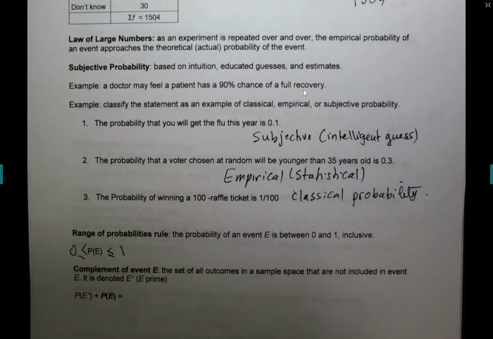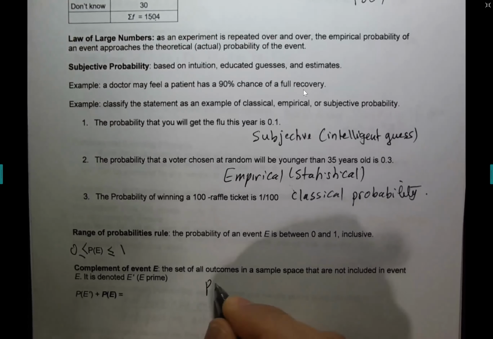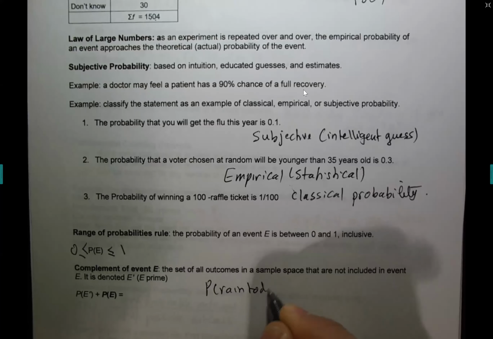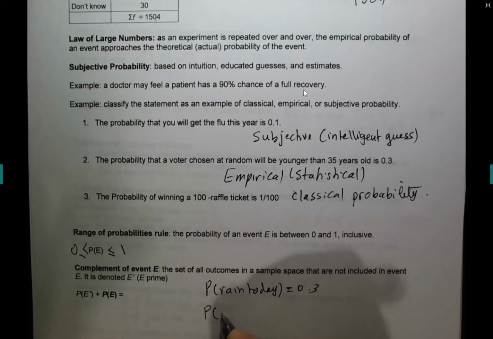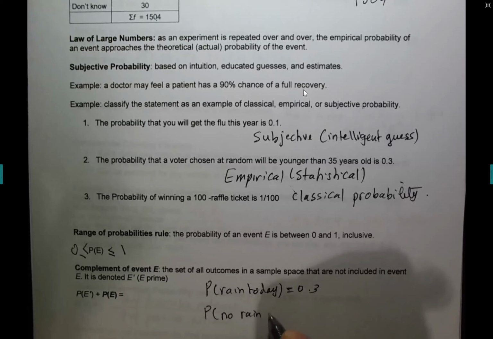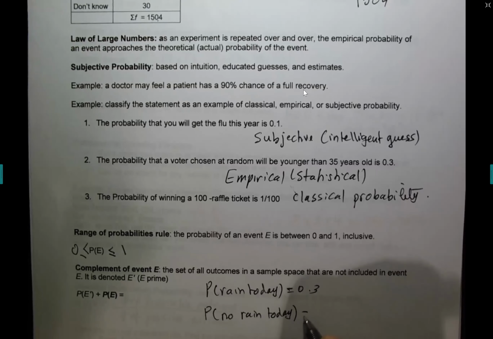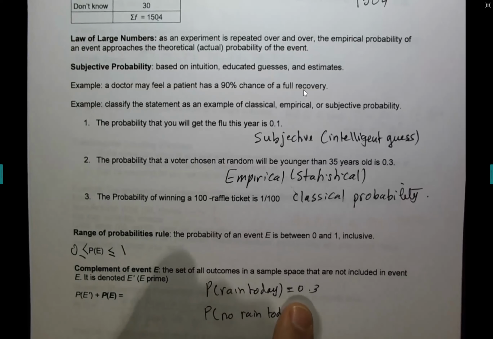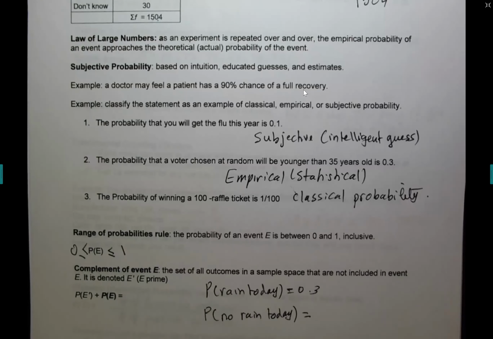The next one. Let's say, guys, the probability of rain today is 0.3. I want to ask you a question, and I think you can answer it. What's the probability that there is no rain today? So the probability that it's going to rain today is 0.3. What do you think the probability is that there will be no rain today? 0.7. Very good. Because it's either rain or not rain, and the probabilities will always add up to 100%, guys. So if it is 0.3 that it's going to rain, it's 0.7 that it's not going to rain.